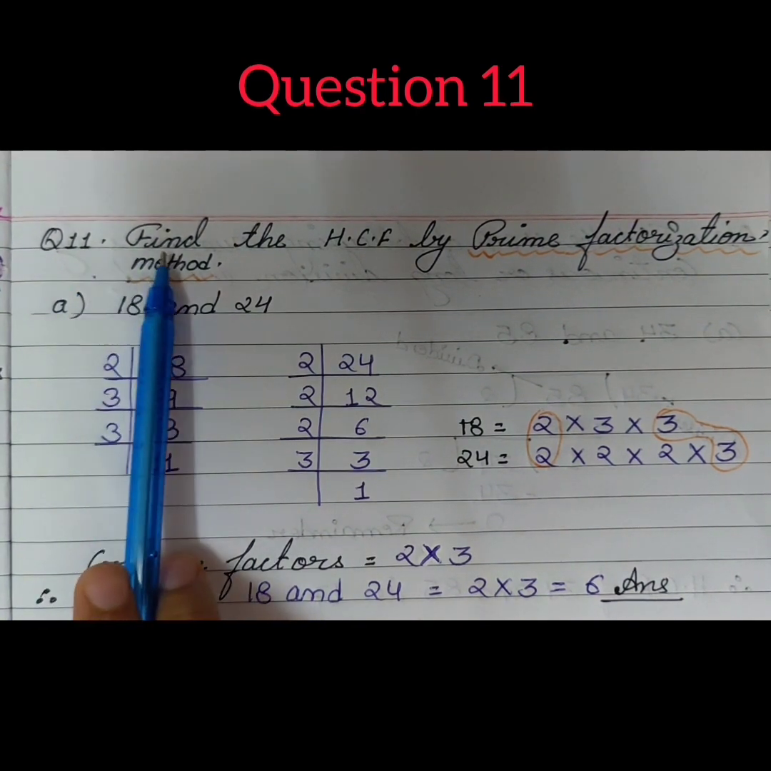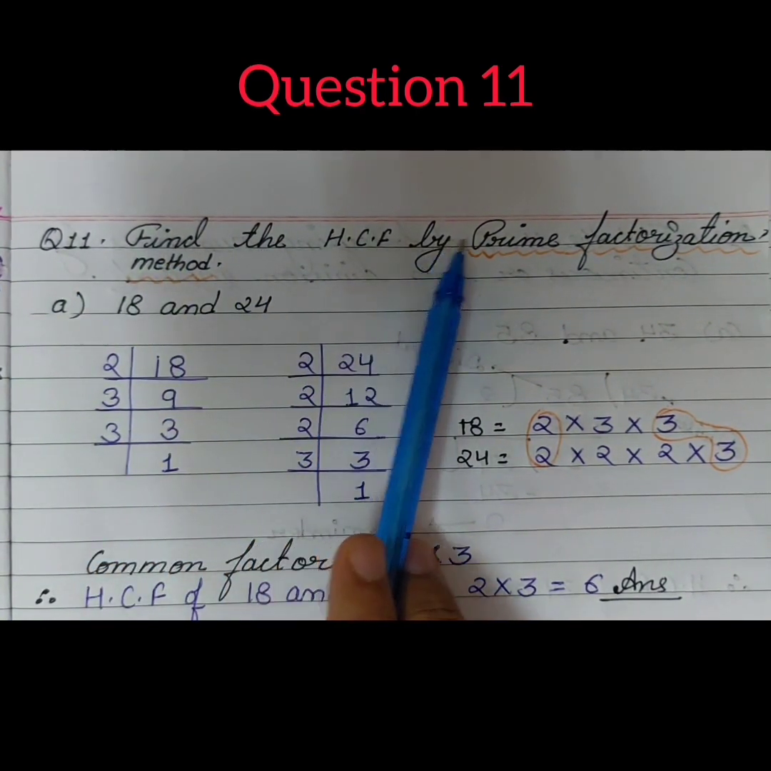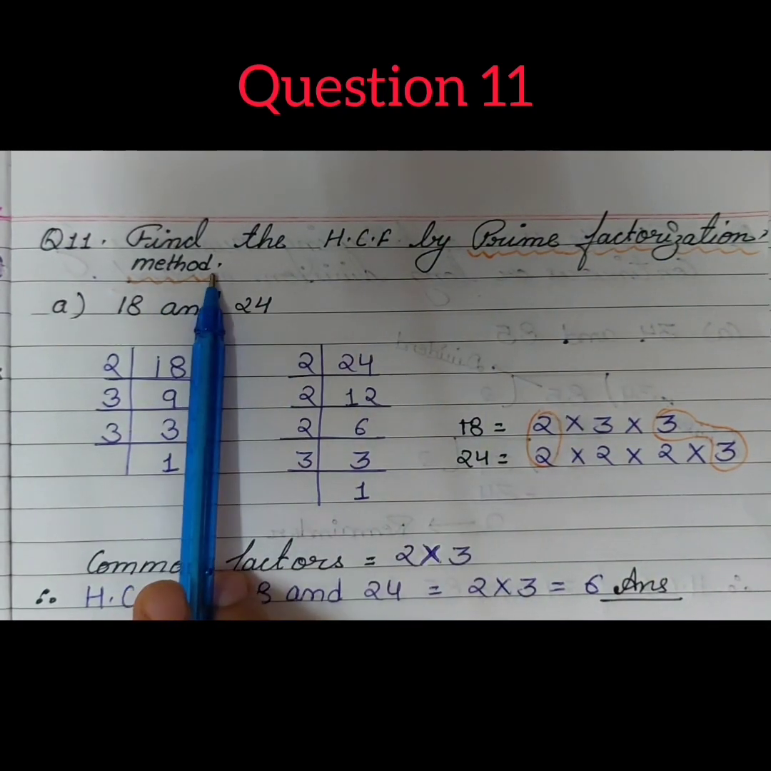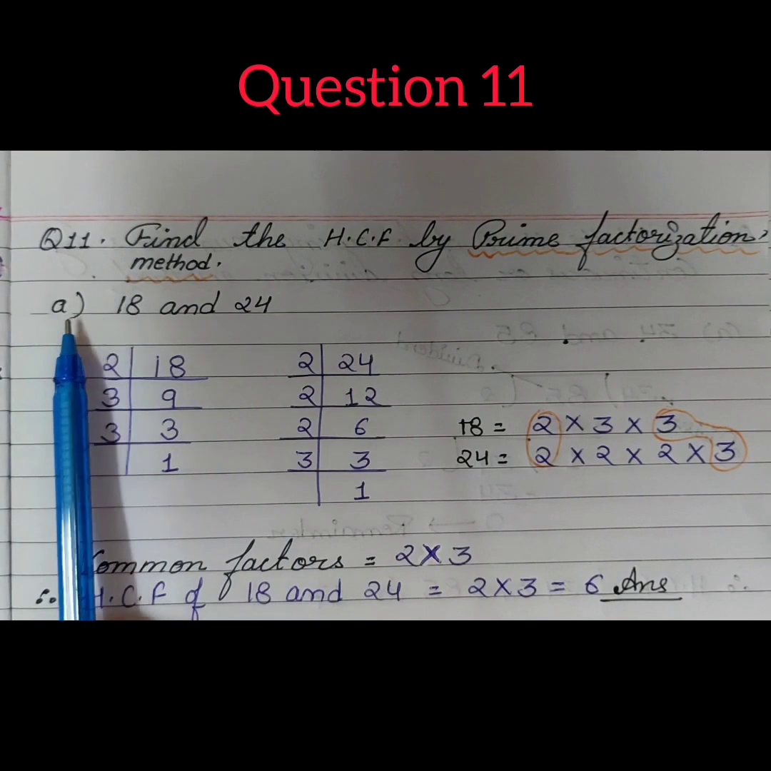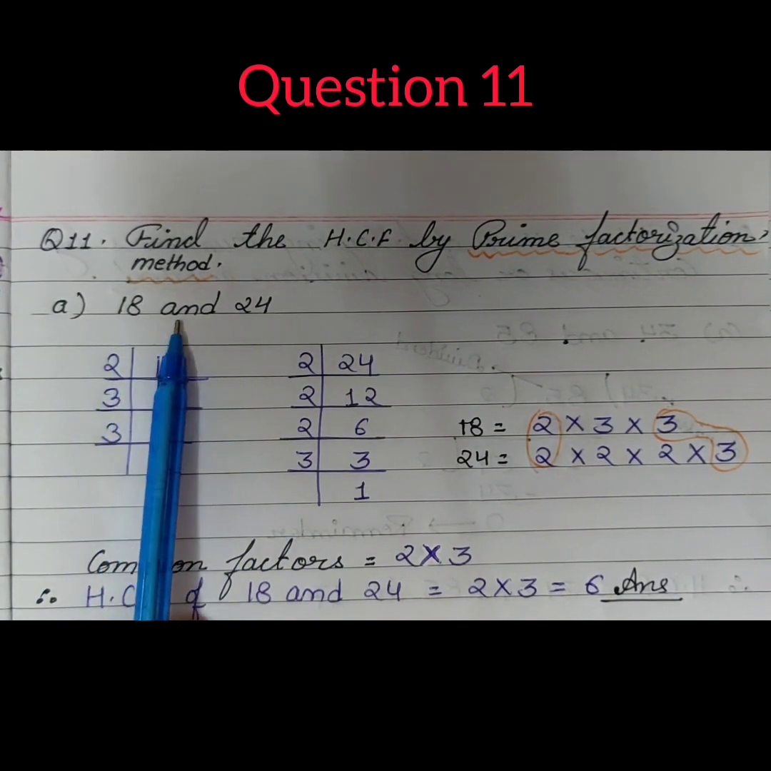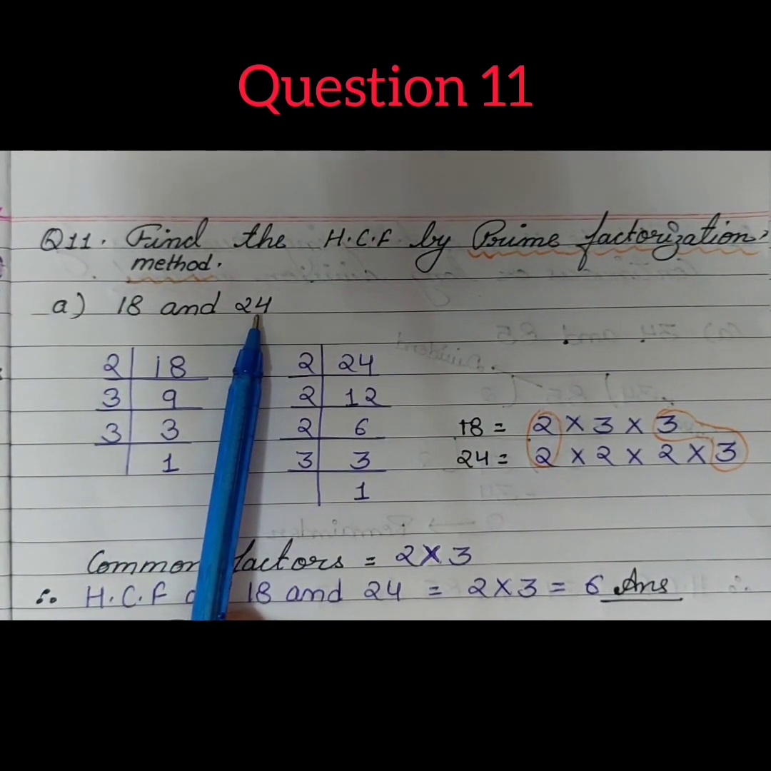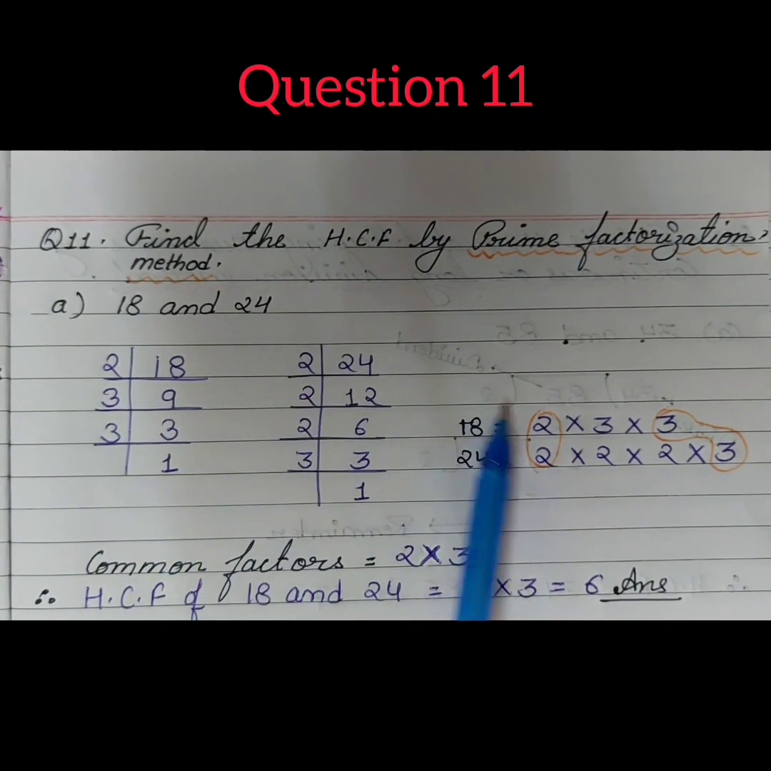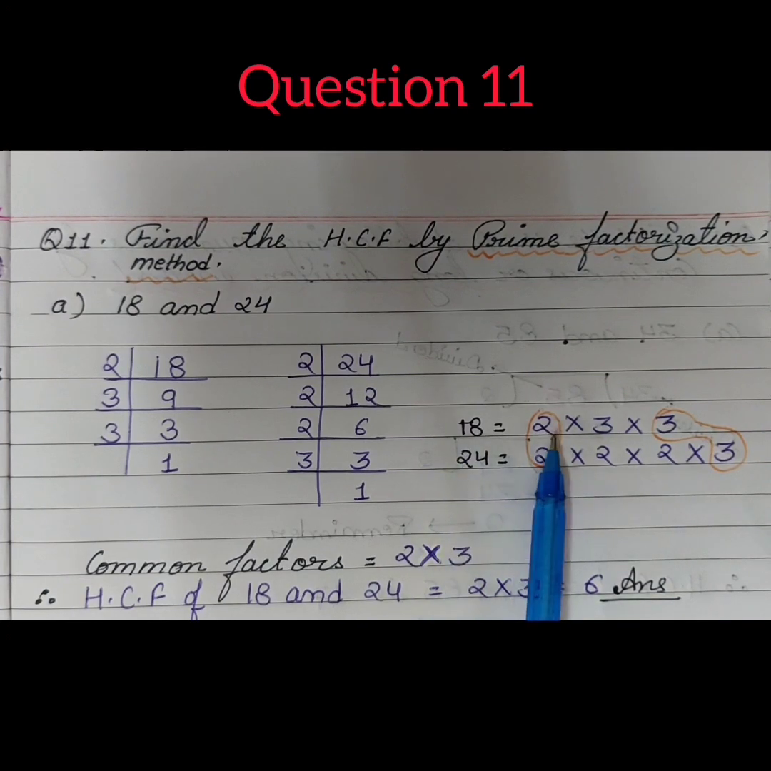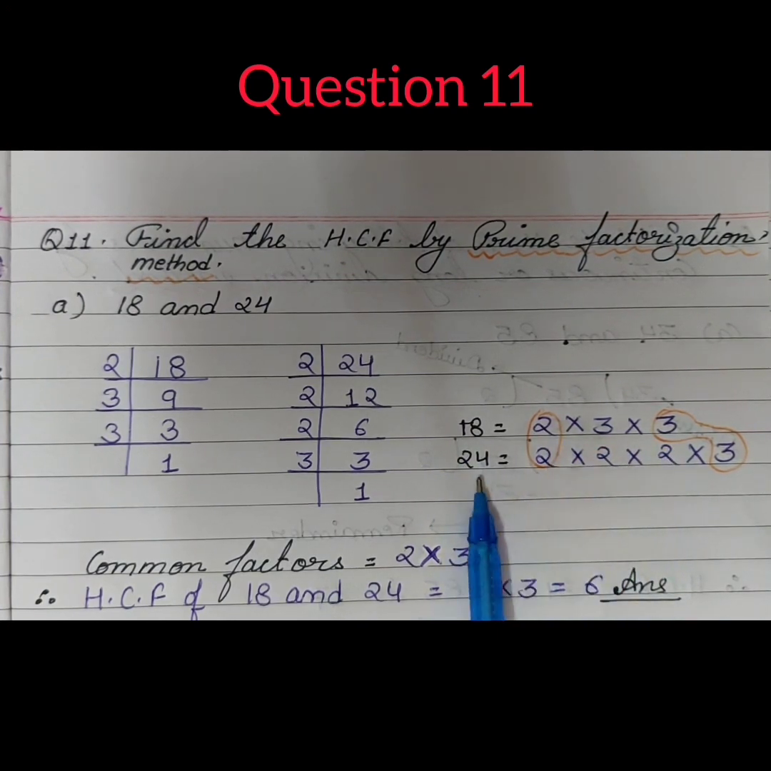Question number 11. Find the HCF by the prime factorization method. We all know how to find out the prime factorization. So let's start our A part, 18 and 24. The first step is to find out the prime factors of 18 and 24. So the prime factors of 18 are 2 into 3 into 3. Prime factors of 24 are 2 into 2 into 2 into 3.